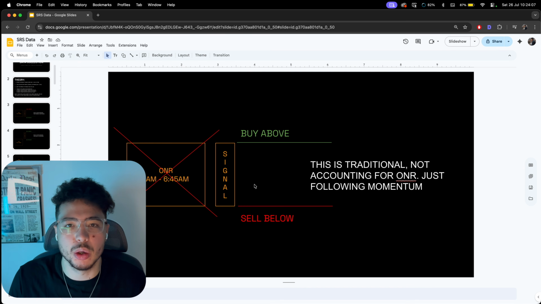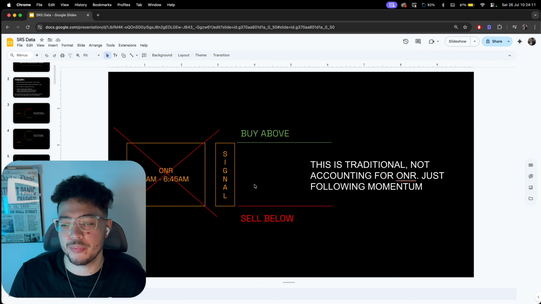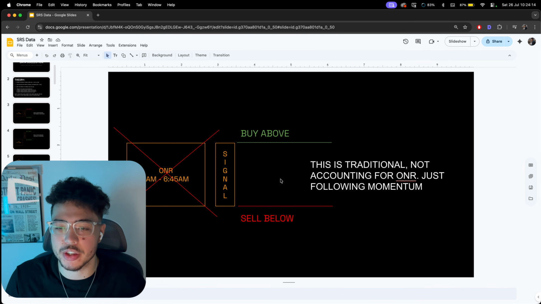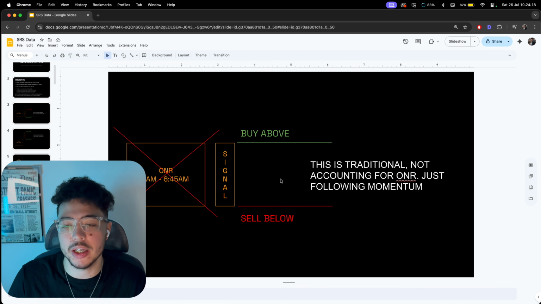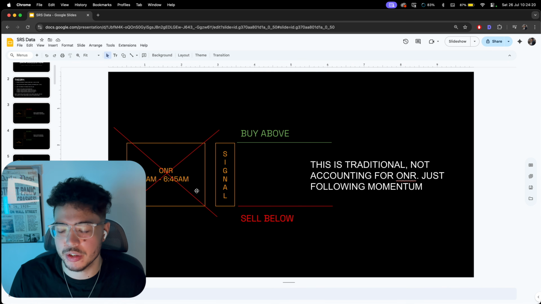Now, obviously, there is no setup that's going to give you a 100% win rate or that's always going to work. However, this one does seem to deliver the best results based on what I've found so far. And this is very, very basic. This is completely ignoring the overnight range. This is just buying above the signal candle and selling below, keeping it very simple.